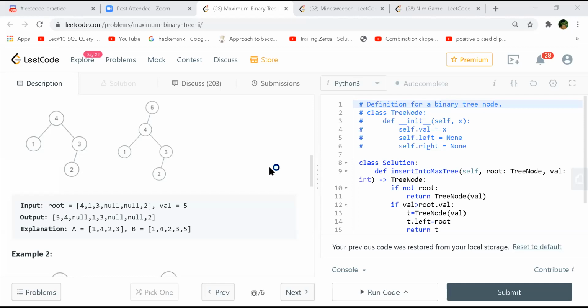But that's only the input. Now you have to add the value 5 to the tree. So you need to find where 5 will be inserted. Right, right. So this is a slightly different problem, right?